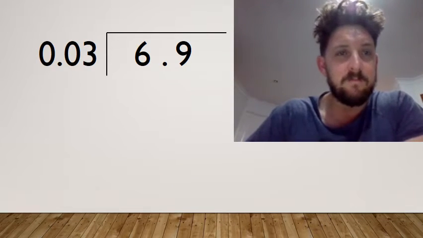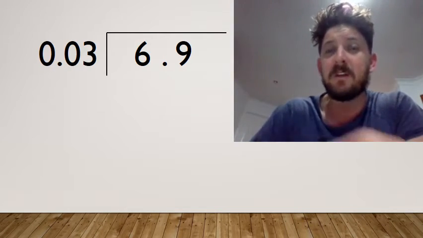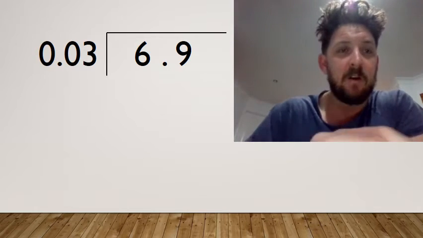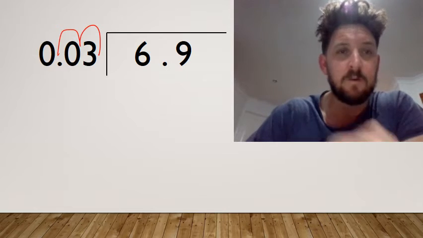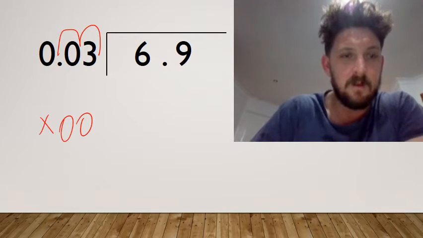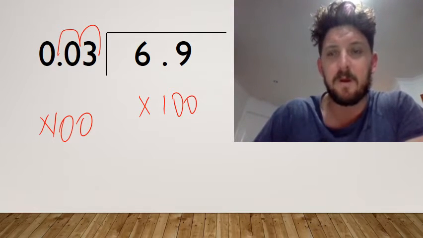Okay, let's try another one. Have a quick look at the divisor. This one's a tiny bit different because we have a decimal in both the divisor and the number we're dividing into. So I have a look straight away at my divisor and I say I've got to make one jump, two jumps. Two jumps, two moves, two zeros. So I know I'm going to multiply by 100. Same thing here, multiply by 100.